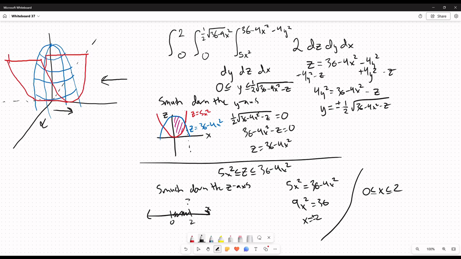Finally giving us that my new integral is going to be the integral from 0 to 2. There's my x coordinates. Then we're going to have from 5x squared to 36 minus 4x squared. And then we're going to have from 0 to 1/2 square root of 36 minus 4x squared minus z. And then that is the order dy, dz, dx.